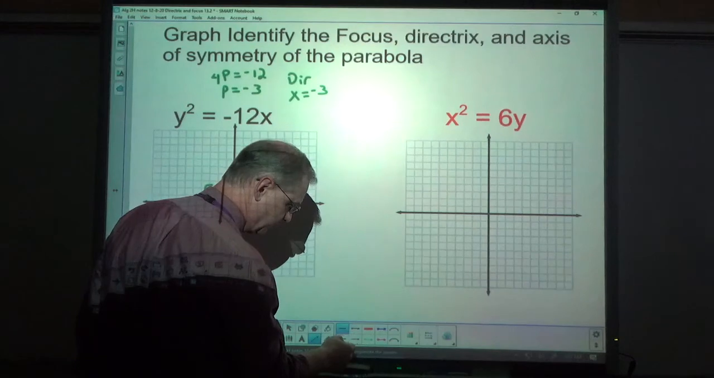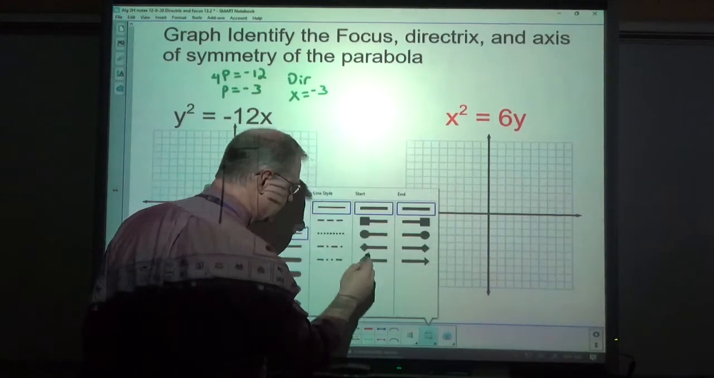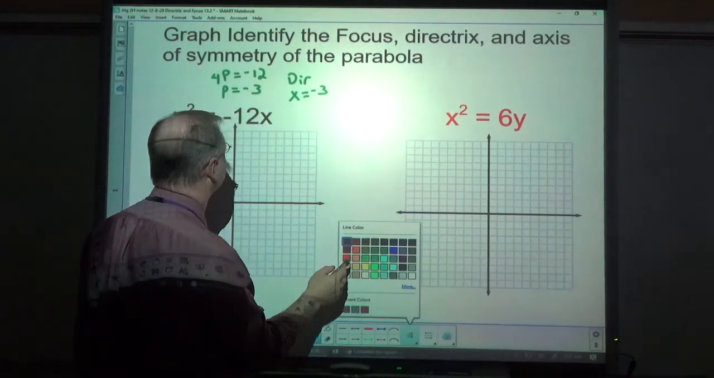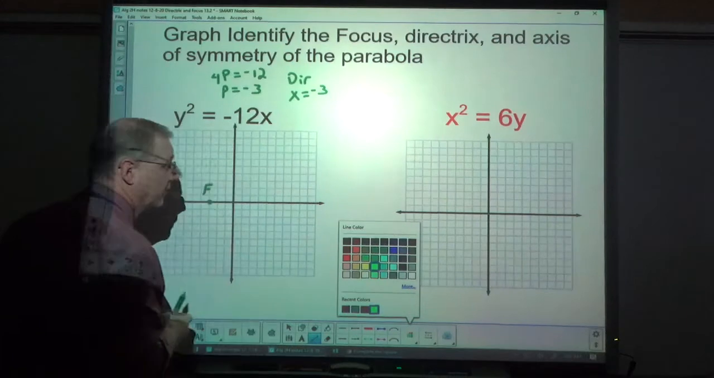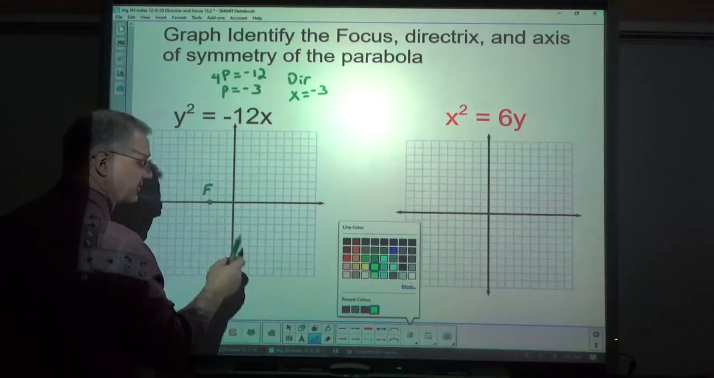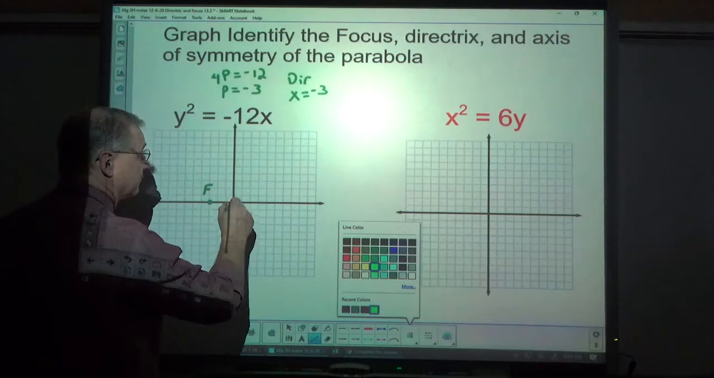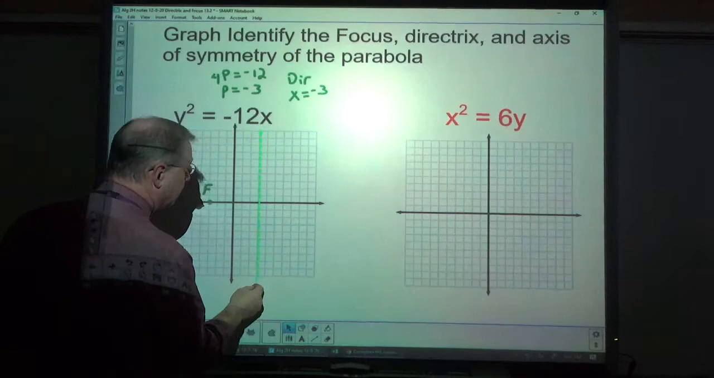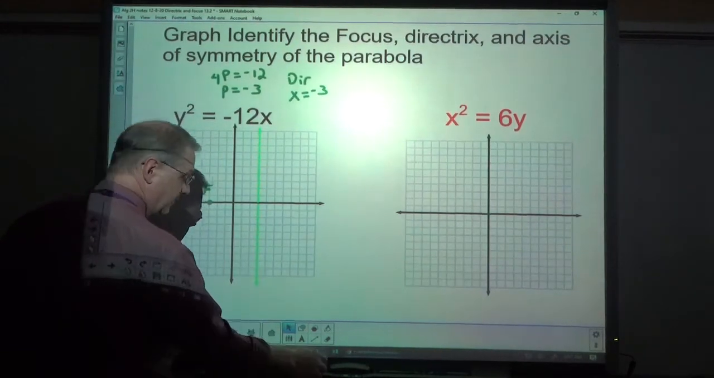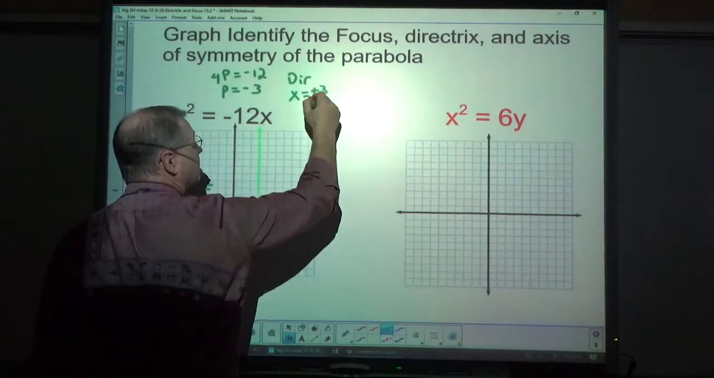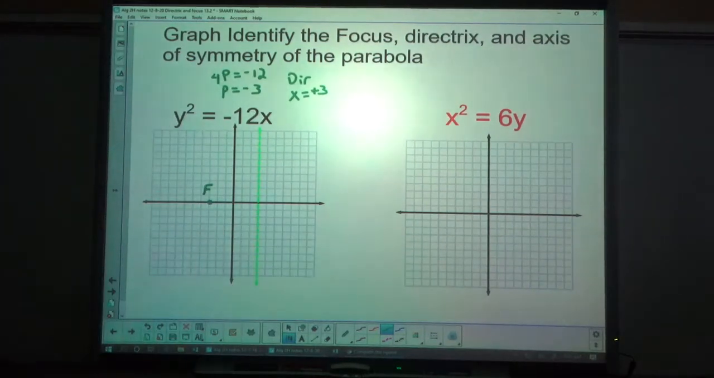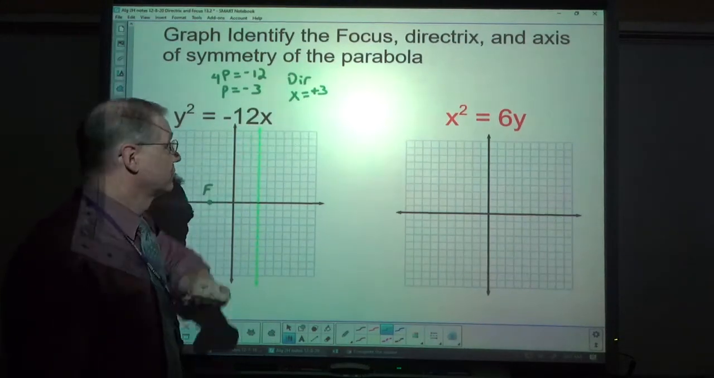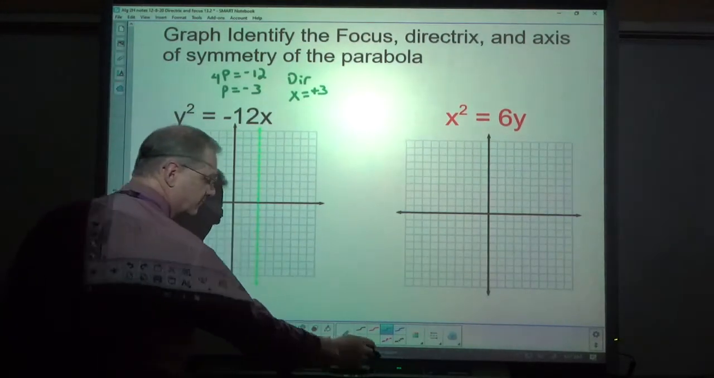I don't like that one, so I'm just going to use a dotted line. And let's make it obvious. And x equals positive 3. That should be a positive 3. I put a negative 3. X equals positive 3. And I'll fix that, so it's a positive 3. Sorry about that, folks. It's always negative of p, and if p is negative 3, then this is positive 3. That's our directrix.